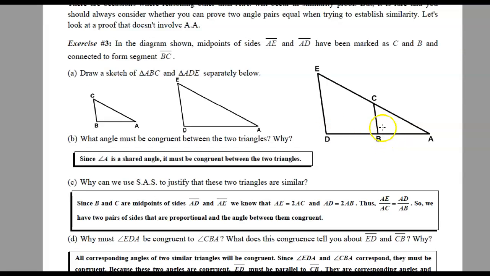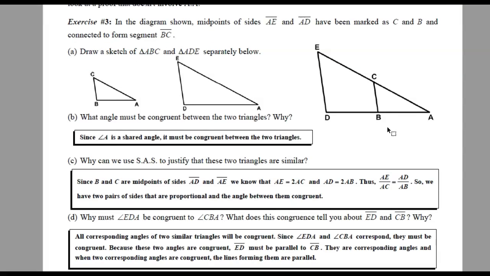Why must angle EDA be congruent to CBA? EDA is here, CBA is here. Those two angles are corresponding to each other, and they are corresponding in the similar triangles, that is. And so any two corresponding angles in similar triangles are going to be congruent as well. So it's not CPCTC because it's not corresponding parts of congruent triangles. It's just that similar triangles lead to equal angles.